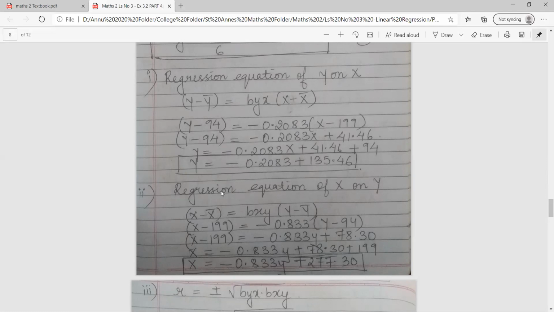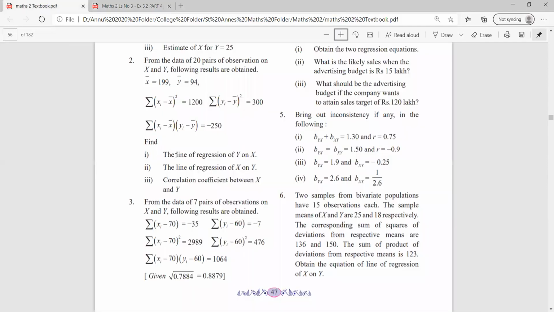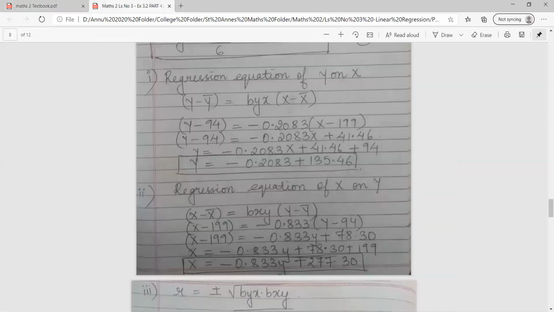In the similar manner, I'll find out regression equation of x on y. So x minus x bar is equal to bxy into y minus y bar. So on substituting all the values which are given in the question and what we found out from above, I've got the regression equation of x on y like this. So with this class, our first two questions, that is line of regression of y on x and x on y, are over. Now they have also told me to find out correlation coefficient between x and y.